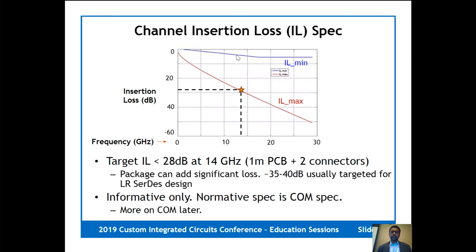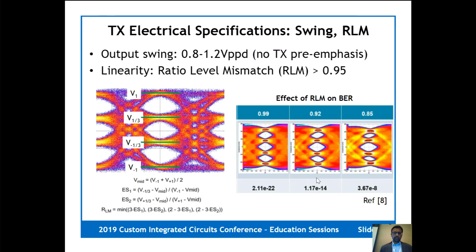And it's also important to note that the standards have kind of gone away from channel mask specifications like this. This is what's called an informative spec, so it's not necessary that the channel actually meet this spec. The required spec is specified in terms of a parameter called the channel operating margin, that we'll talk about again in the link budgeting section. But this gives some idea of roughly what kind of loss targets you want to design for.